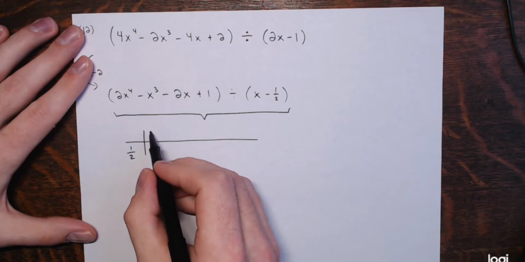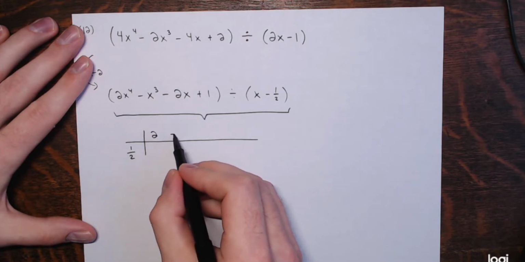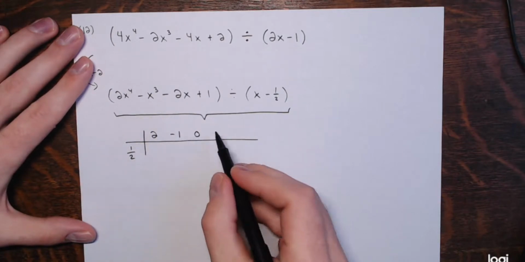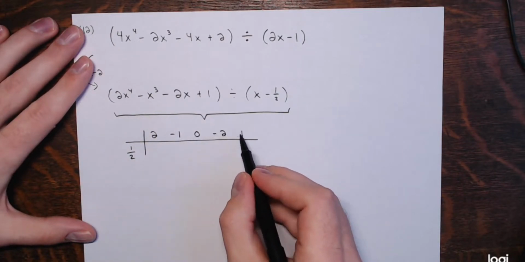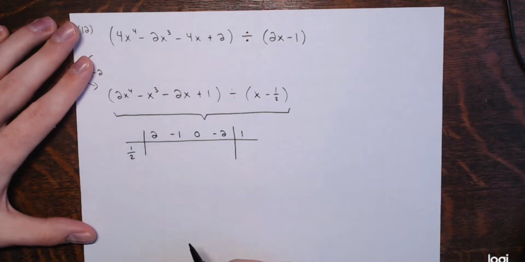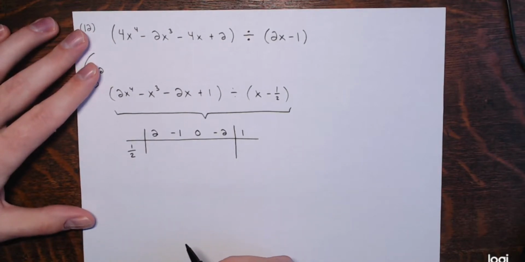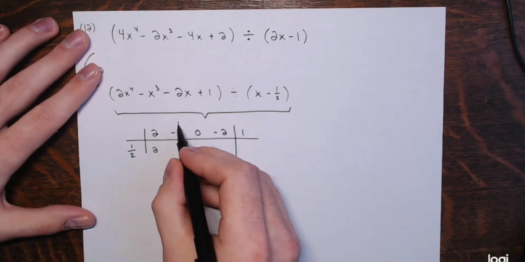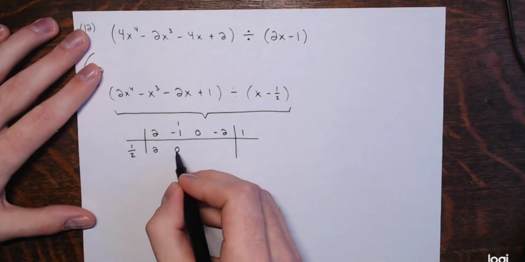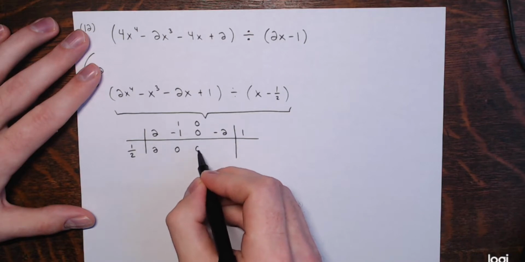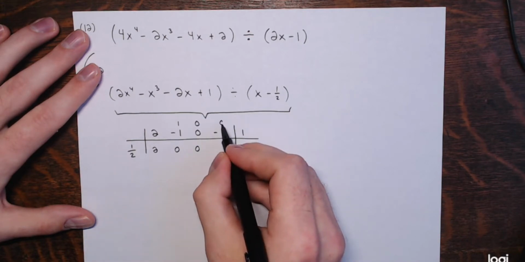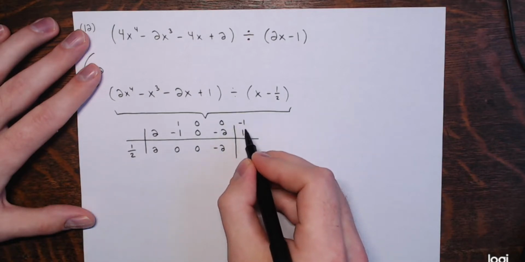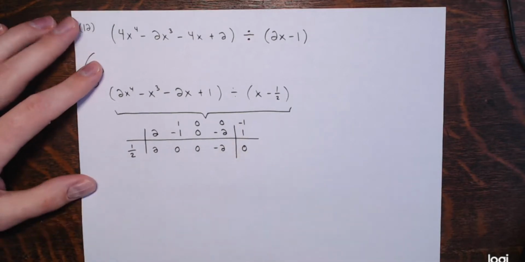Coefficients of the dividend are 2, -1, 0, right, there's no x squared, and then -2x to the first and +1. Right? Again, don't forget your missing powers, don't forget the zeros. Drop the 2. Half times 2 is 1, 1 plus -1 is 0, half of 0 is 0, 0 plus 0 is 0, half of 0 is 0, 0 plus -2 is -2, half of -2 is -1 plus 1 is 0, another 1, where the remainder is 0.